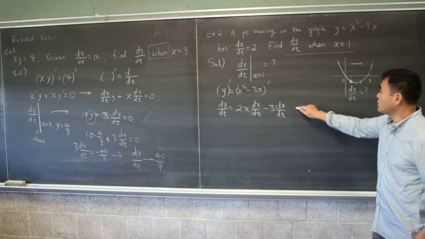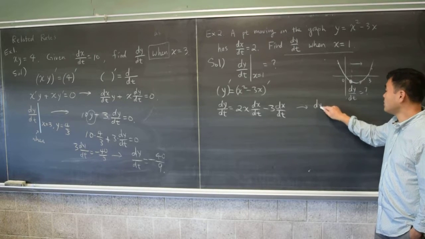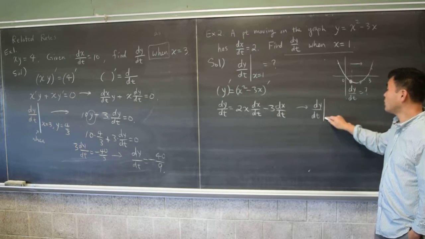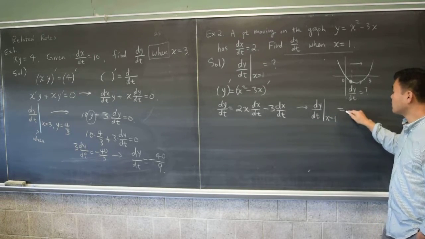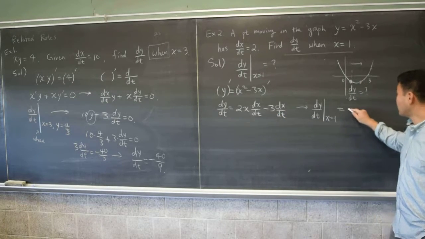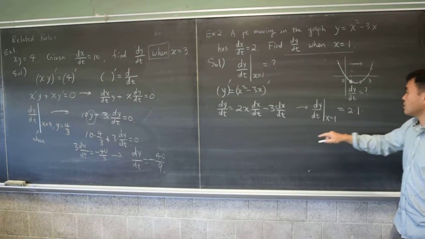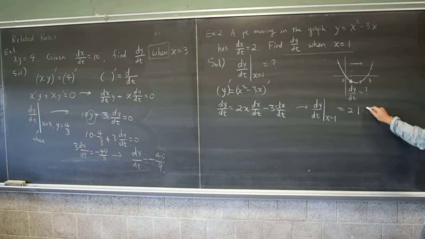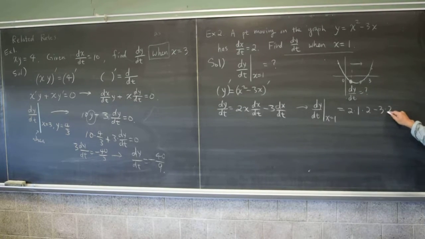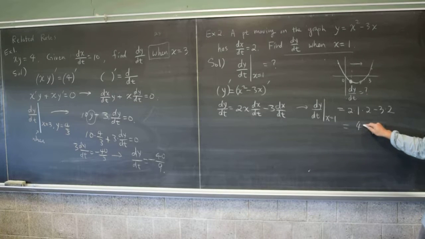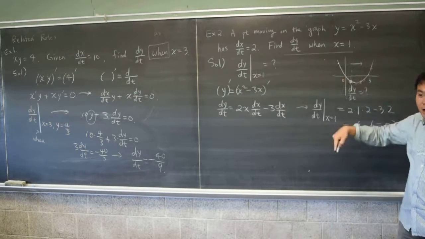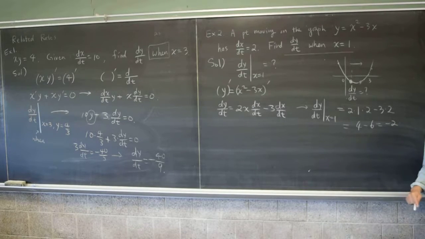All right, and then you're asking what is dy/dt when x is equal to 1. So you plug in 1 for x, and dx/dt is 2: 2 minus 3 times 2. So that's 4 minus 6, which is negative 2. So we see that it's going downwards at the speed of negative 2. Very simple, right?